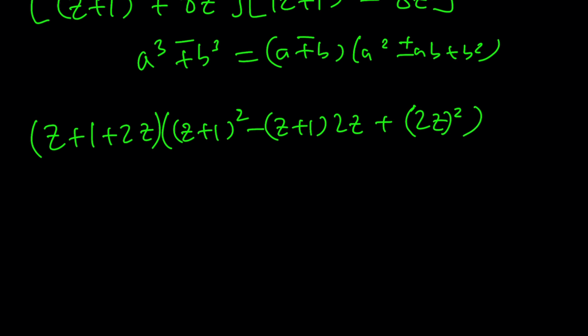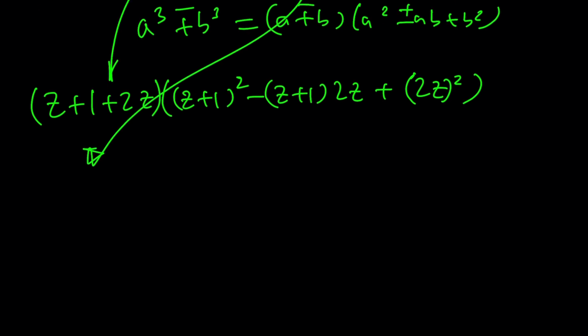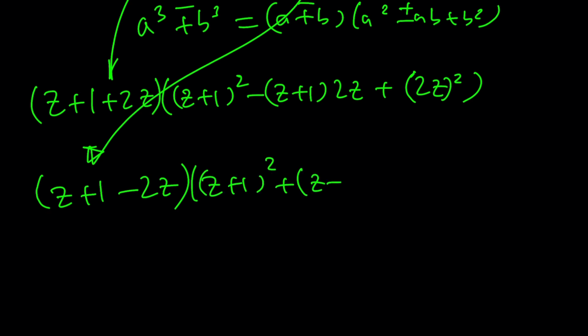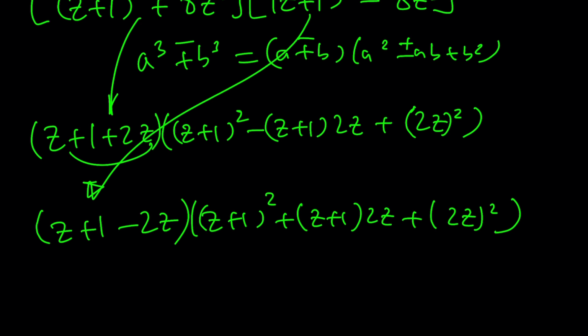That would definitely be coming from this one, and then let's do this one, and then we'll put it all together after simplifying. It's going to be very similar, with all plus signs: (z + 1)^2 + (z + 1)(2z) + (2z)^2. Very similar formulas. Now, if you put these all together, this is what you're going to get. Let's go ahead and simplify each one of these first.